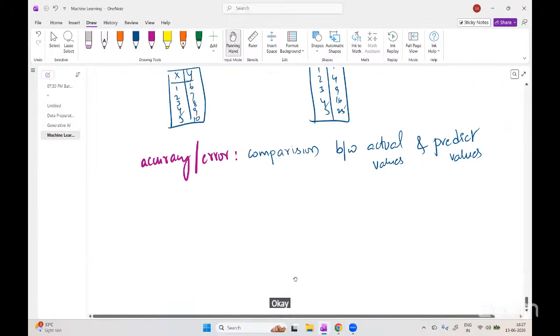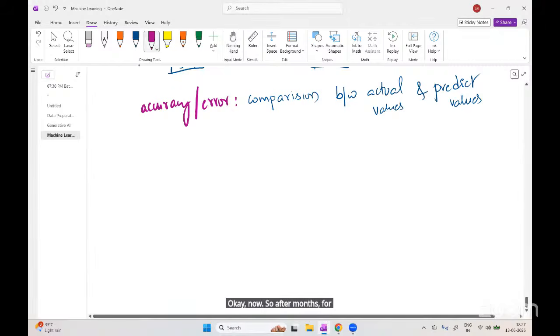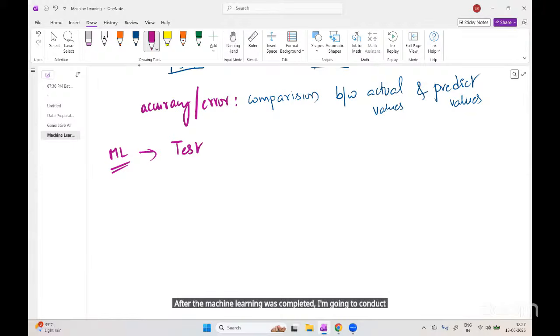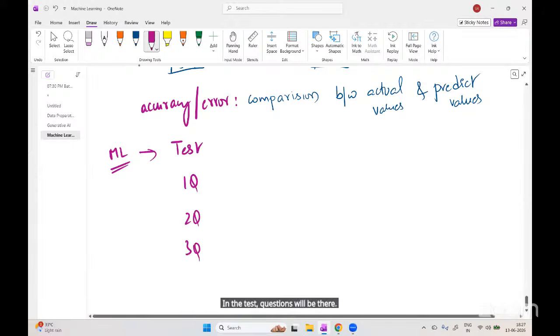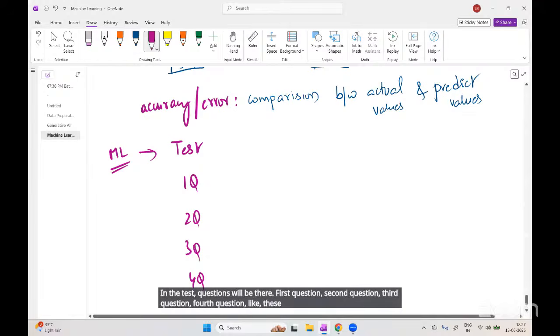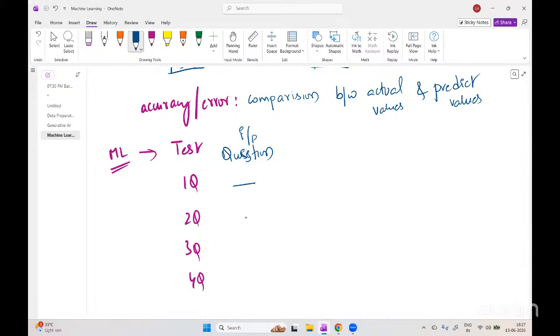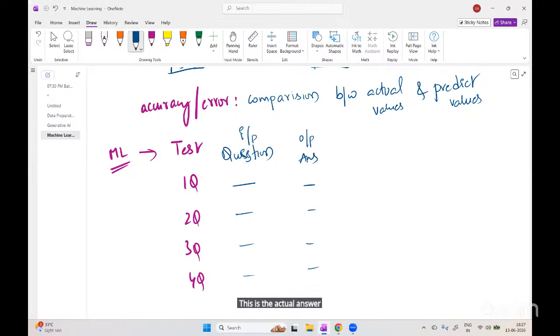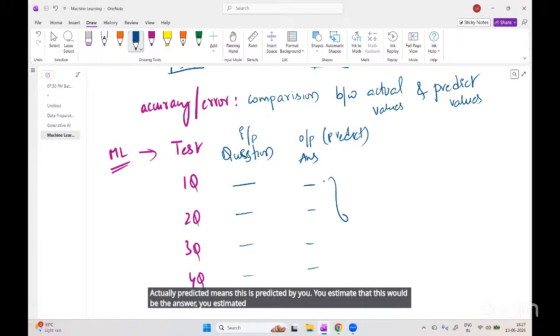Okay. Now, for example, you are going to learn the machine learning under me. After the machine learning was completed, I'm going to conduct a test. In the test, the questions will be there. First question, second question, third question, fourth question, like this. Question means which we call it as input. For every one question, you are going to estimate the output, that is nothing but answer. Is this actual answer or predicted answer? This is predicted by you. You estimated. These are all the estimated values.